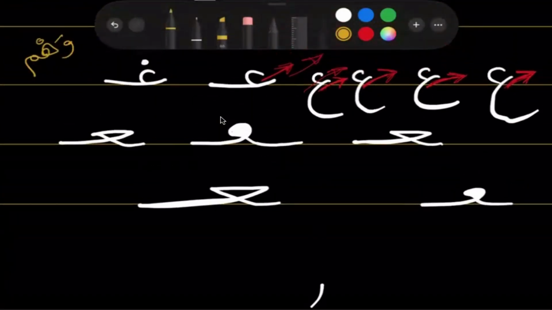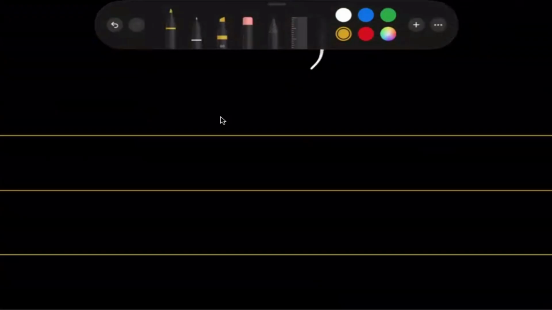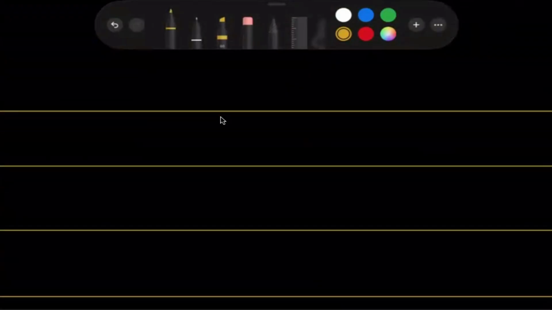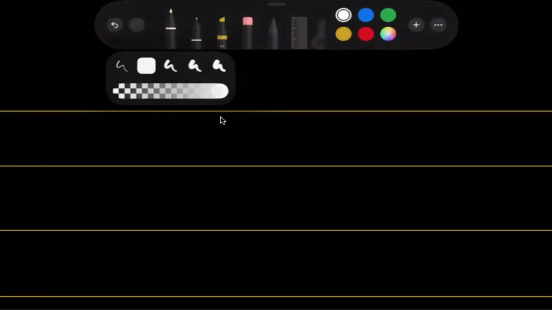So we see here, we got up to the letter Ain, and therefore Ghain, Ain and Ghain. So then that means we are now at letter Fa. Now, you know how Fa looks in neutral position.